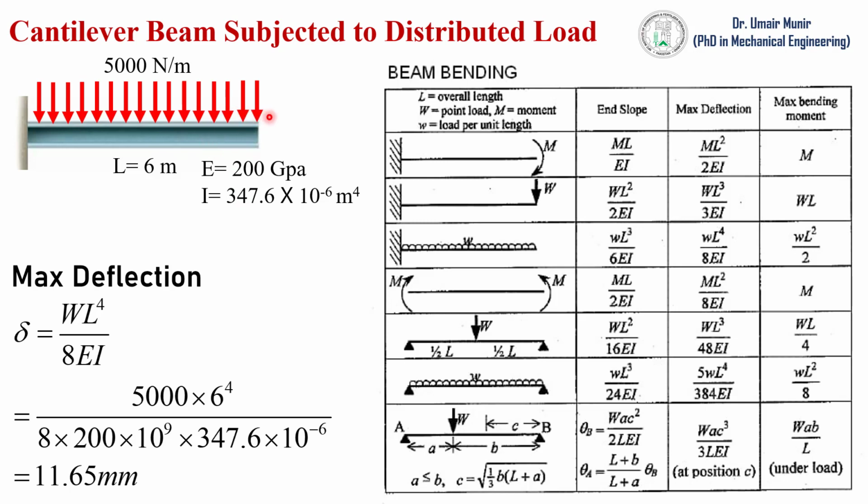Now we will find out the maximum deflection in the cantilever beam due to distributed load. And we can see here, for the cantilever beam subjected to distributed load, the maximum deflection is found by using this formula. We found that the maximum deflection is around 11.65 mm. So the maximum deflection value and the equivalent stress value closely match the Ansys results. So our solution is validated.